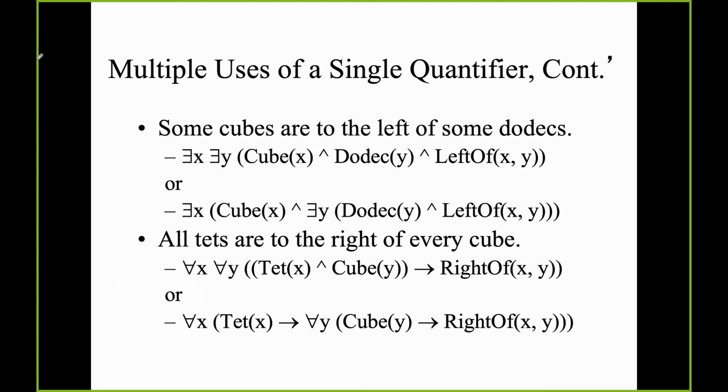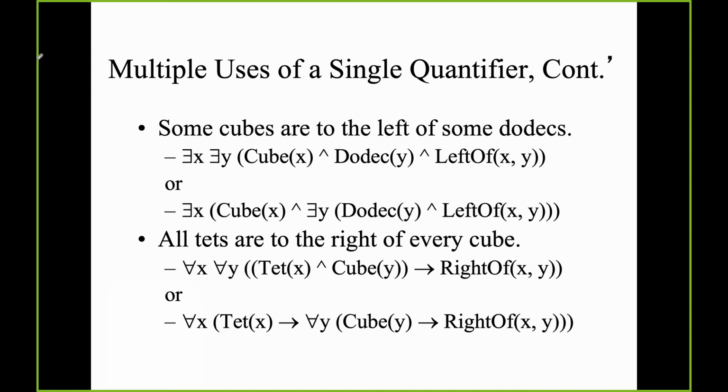So the second example reads as follows: there is something, it's a cube, and there is something, it's a dodec, and the cube is to the left of the dodec. Or at least one cube is to the left of at least one dodec. Or you could say at least one cube is to the left of at least one dodec.